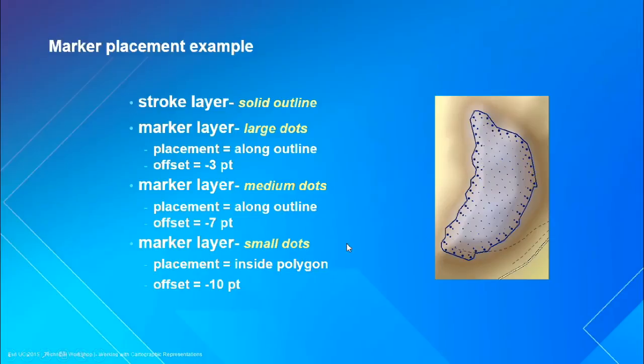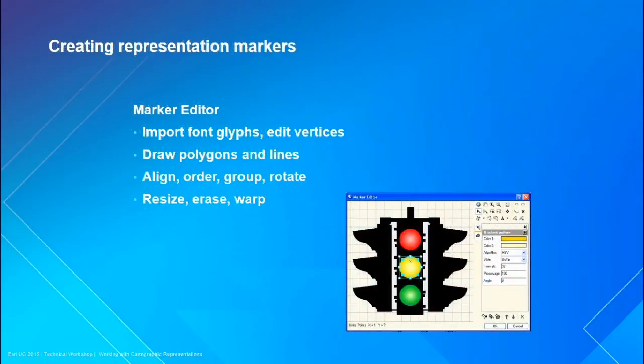And then the final marker layer are even smaller dots, but we have a different placement. Here we're using inside polygon and just a regular pattern. So again, just a simple example of how you can use really basic things like dots to get a more comprehensive symbol, just easily building up. And you can hopefully envision how putting all these pieces together, you can get some really unique depictions.